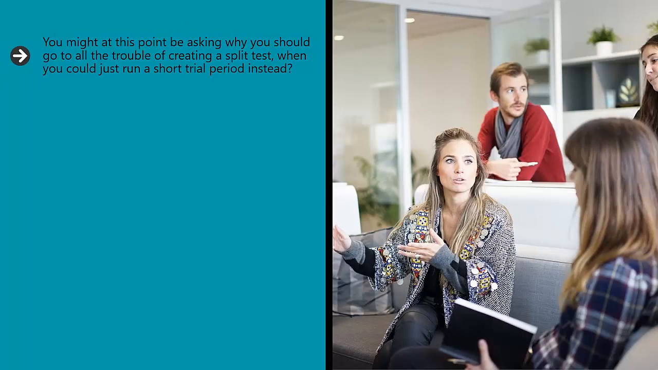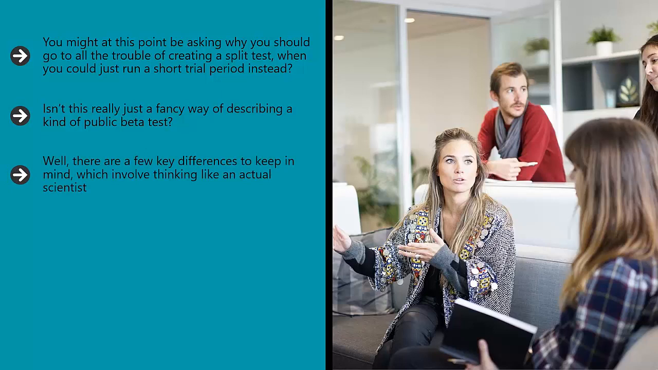Why split testing works and when it doesn't: understanding statistical significance. You might at this point be asking why you should go to all the trouble of creating a split test when you could just run a short trial period instead. Why color your prawn shops red and then wait for them to collect enough actionable data? Isn't this really just a fancy way of describing a kind of public beta test?